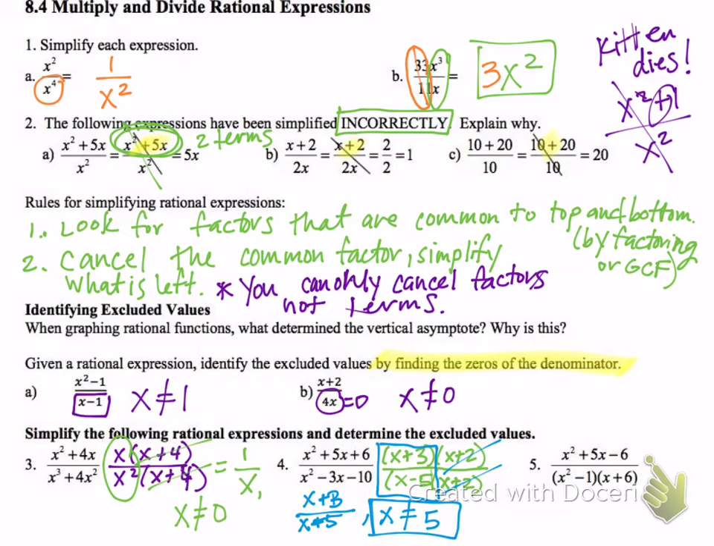The excluded x value means that on a graph, that's where it would be undefined. So if your denominator is ever 0, that becomes an undefined function. It'll work for every x value except when your denominator is 0.